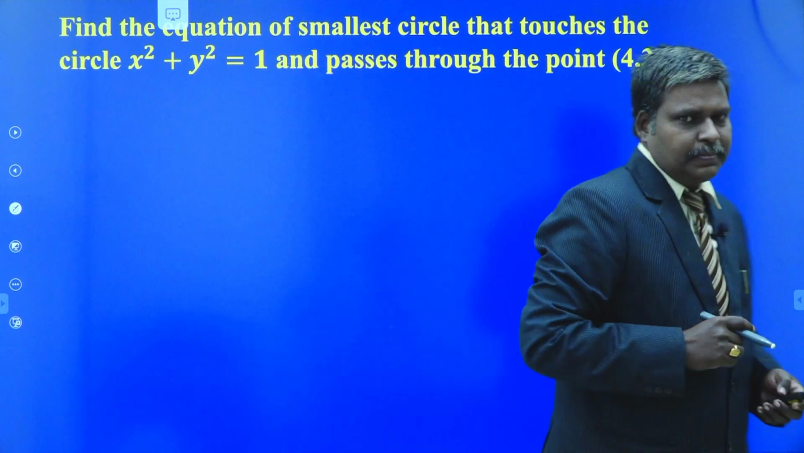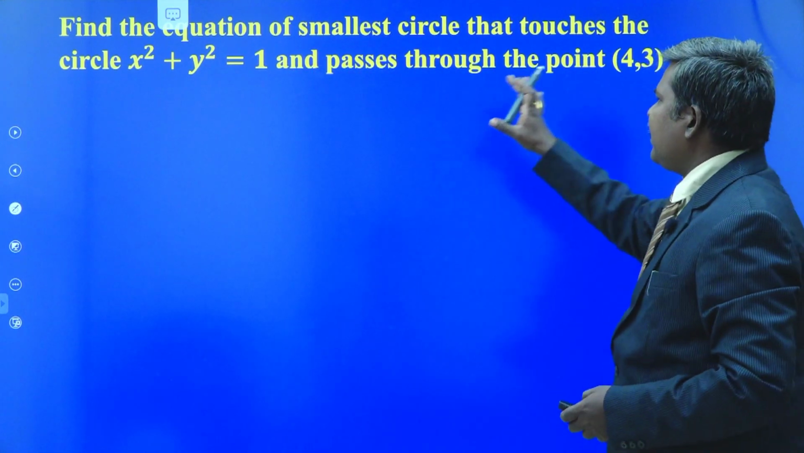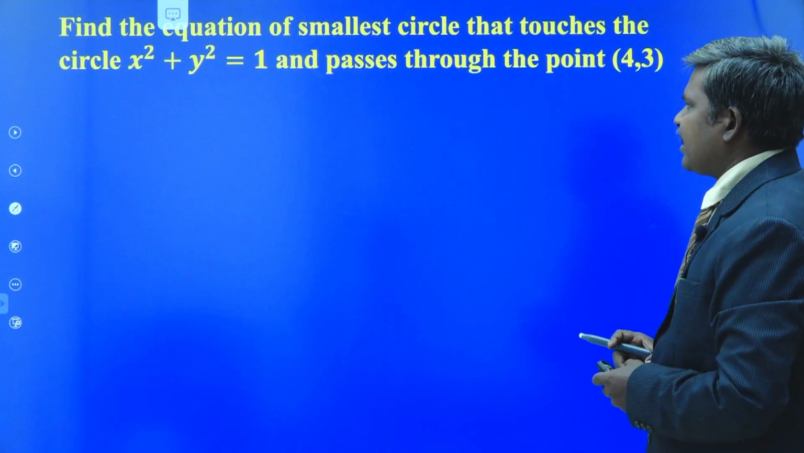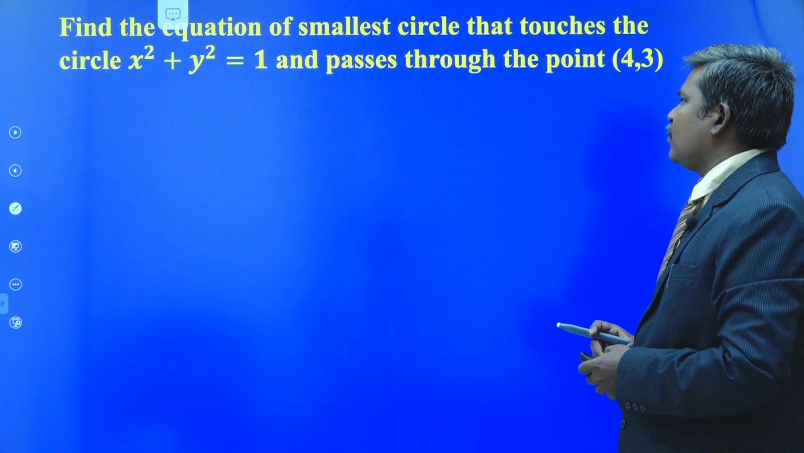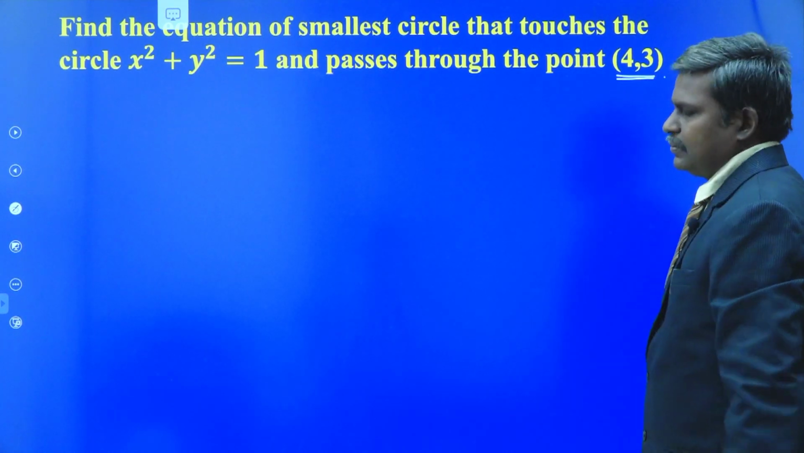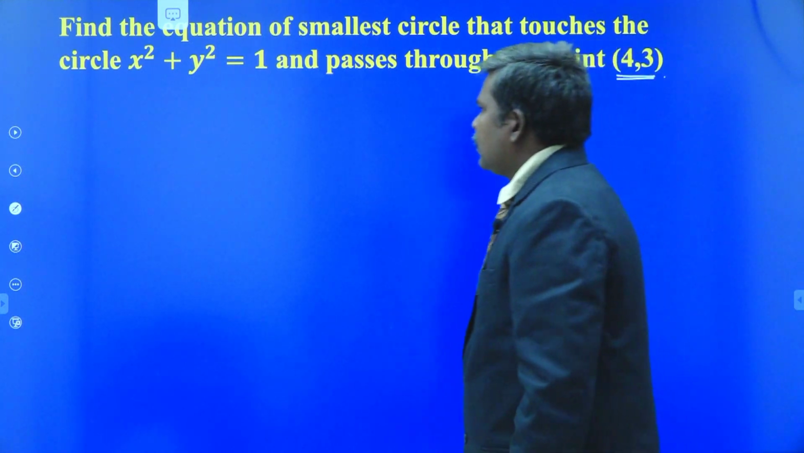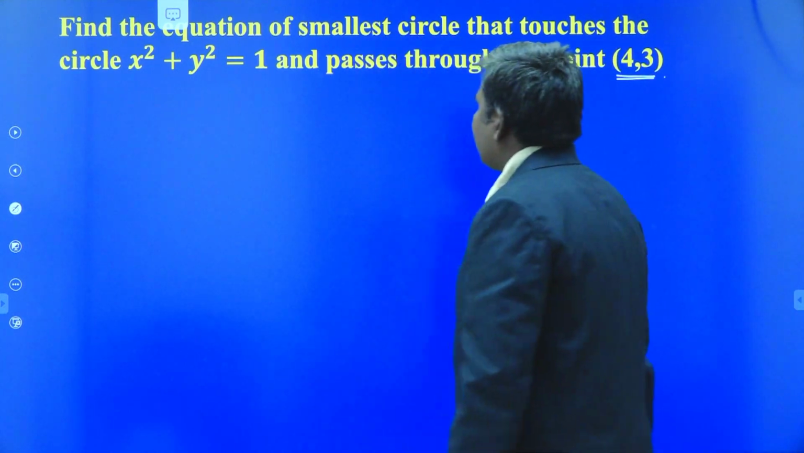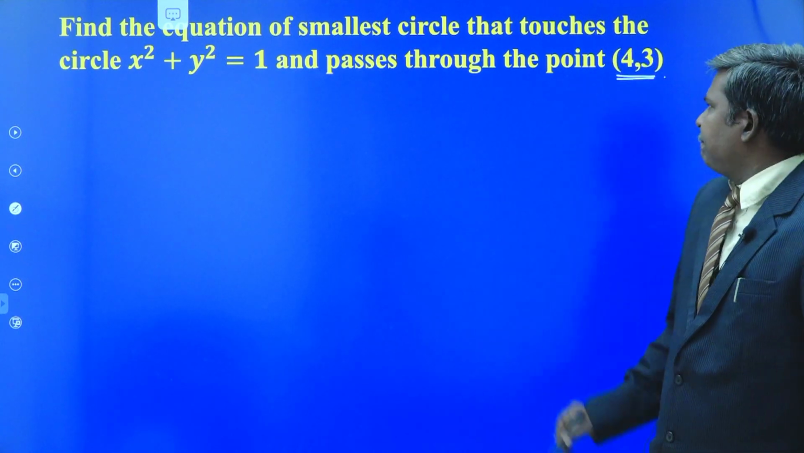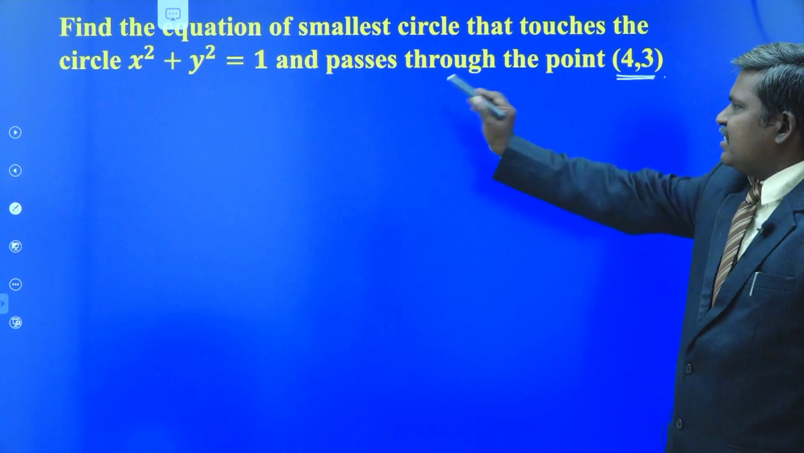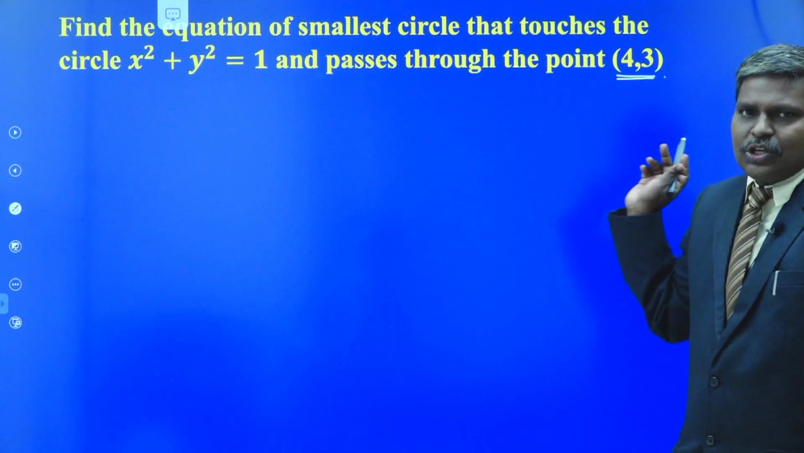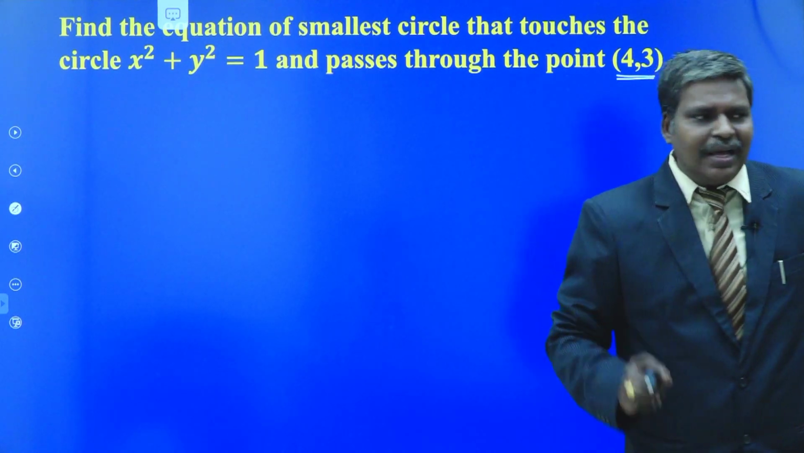See this question. Find the equation of the smallest circle that touches the circle x square plus y square equal to 1 and passes through the point (4, 3). We have to find the equation of that smallest circle that touches the circle x square plus y square is equal to 1 and also passes through my point (4, 3).